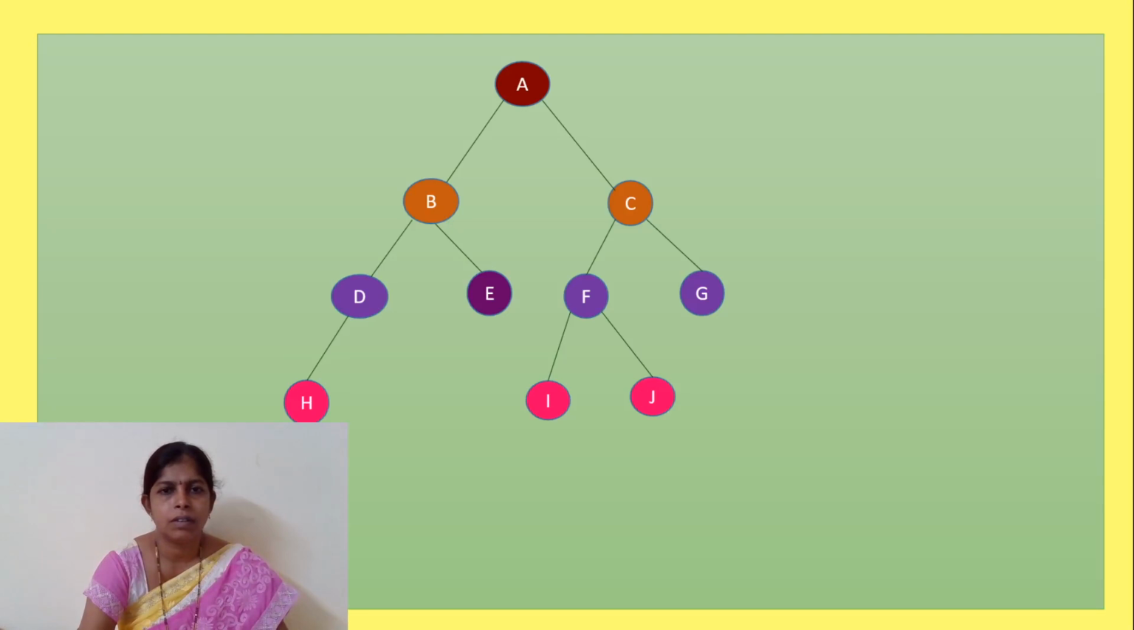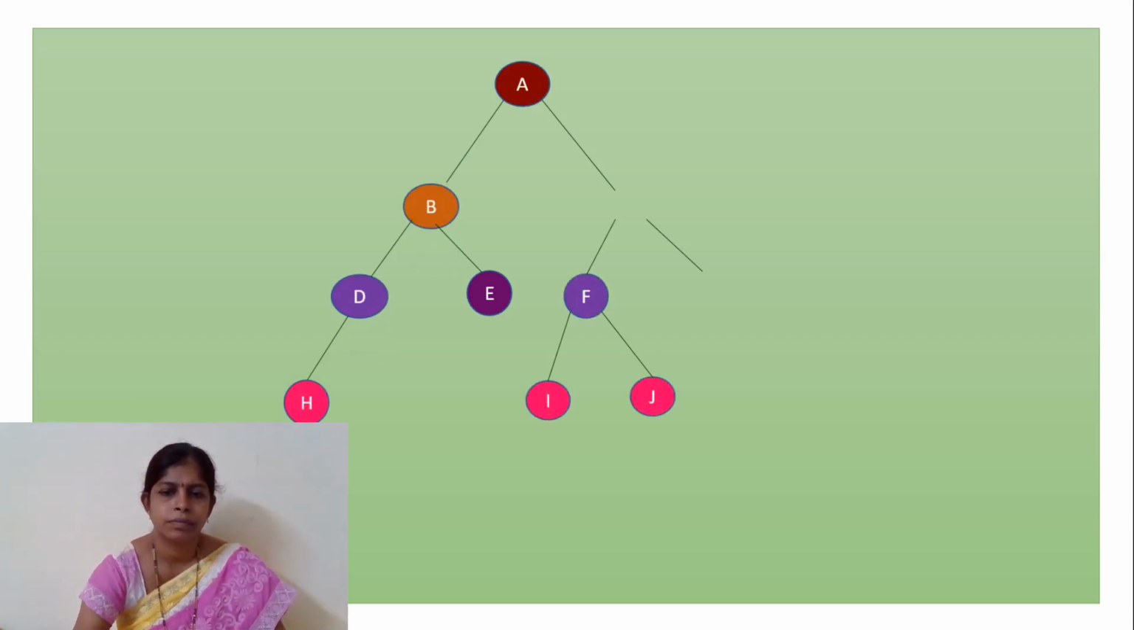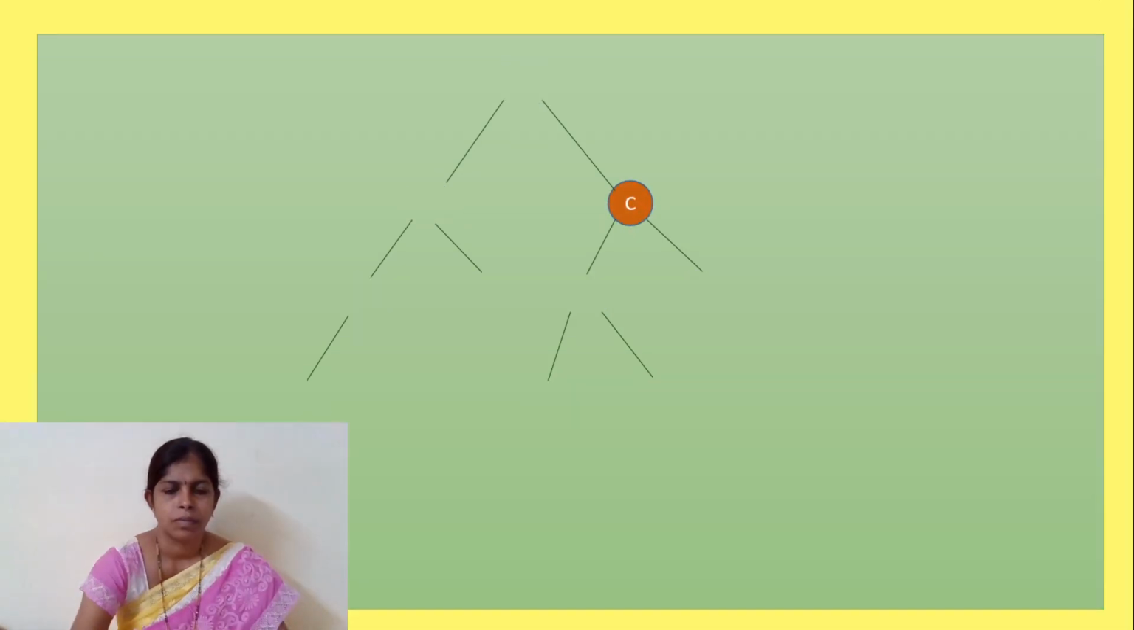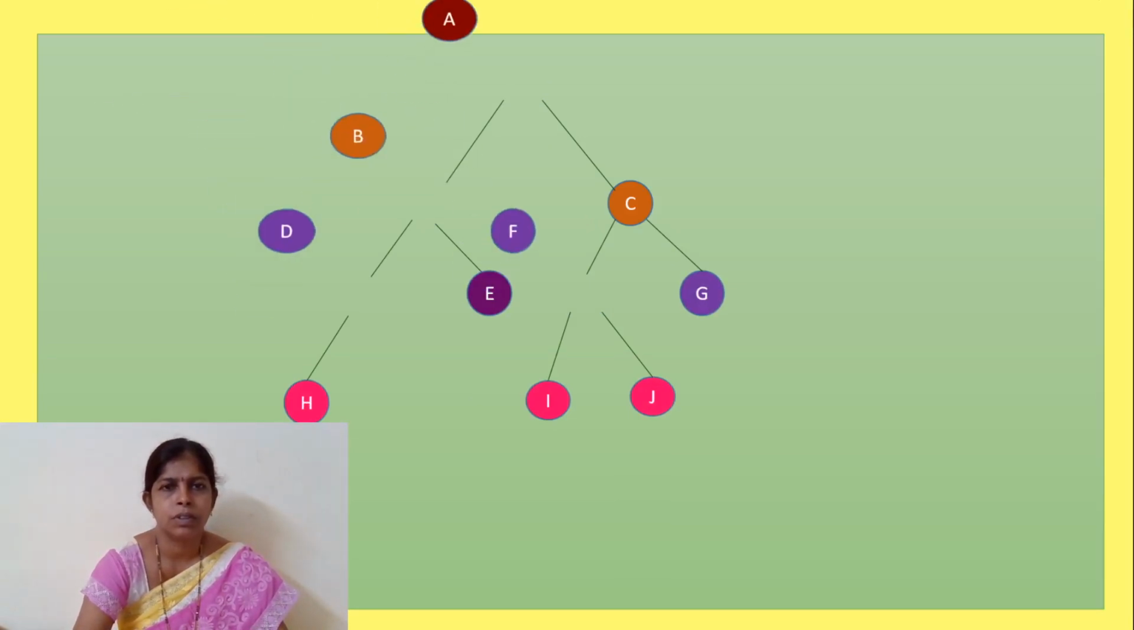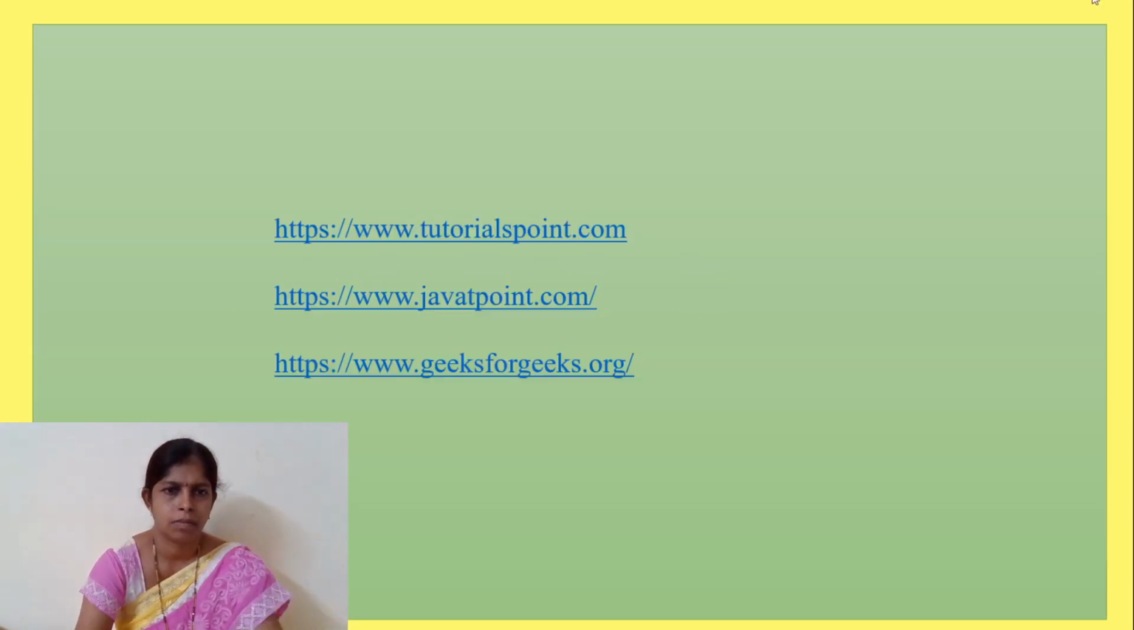This is the final tree structure. Terminologies: root, path, subtree, parent and child, leaf nodes, interior nodes. This is about trees.